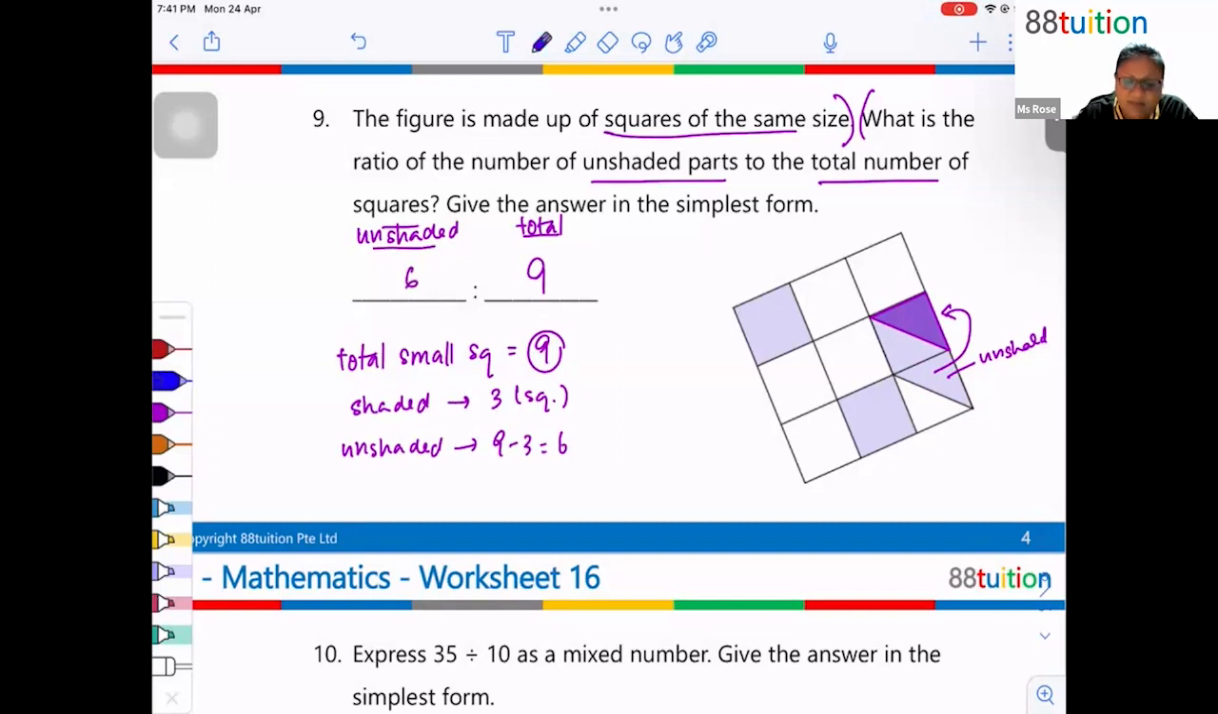Now, but that's not my answer because it says here, I must give it in simplest form. So, common factor of 6 and 9? 3, very good. Okay, so I can divide both by 3 to give me 2:3. So that's my answer.